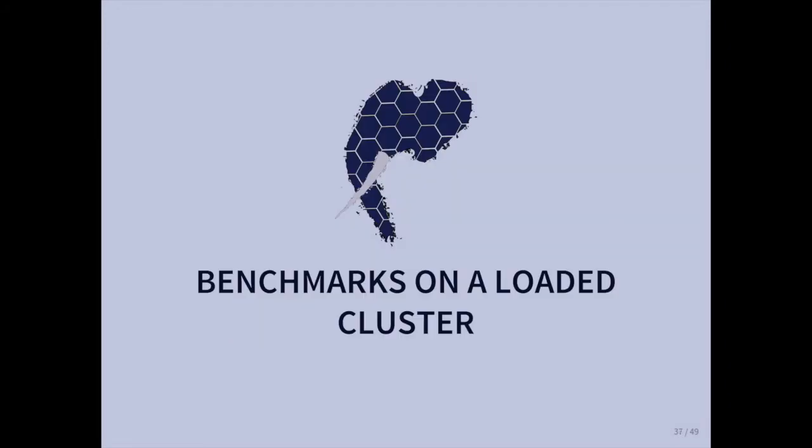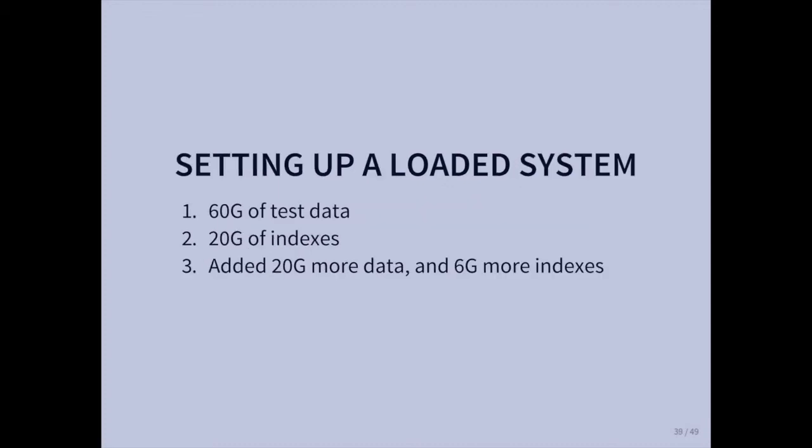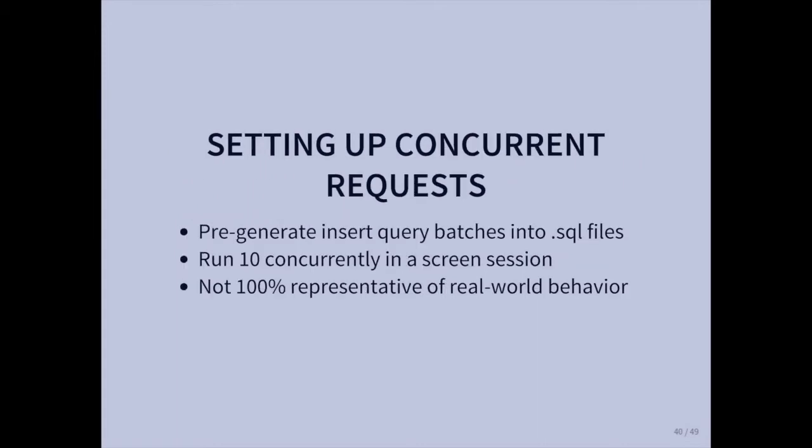But we care about what this looks like on a loaded cluster. These are all fresh machines, right? So we deleted the data between all those tests. Here we have a loaded system with 60 gigabytes of test data and 20 gigs of indexes. In this testing we add 20 more gigs of data and 6 more gigabytes of indexes. And we set up concurrent requests by running all these inserts in 10 different screens at the same time. They take many minutes to run, but we get a pretty good approximation of what production traffic looks like.